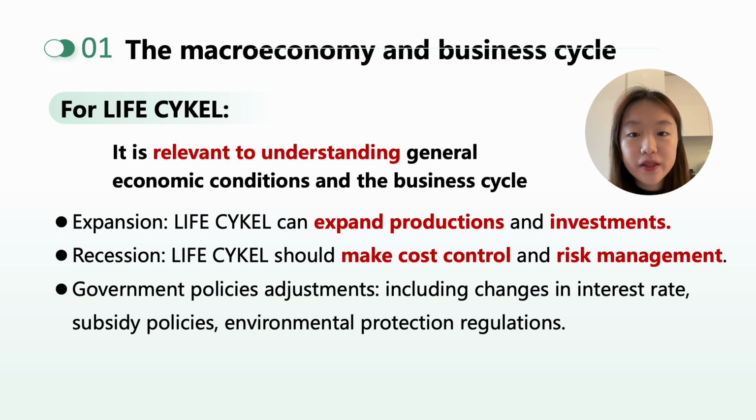For Life Cycle, during the expansion of the economy, consumers are more willing to buy functional food. Life Cycle can take this opportunity to expand production and investments. However, during the recession, consumers may reduce non-essential consumption with falling demand. At the same time, many suppliers will reduce production, resulting in unstable raw material supply or rising costs. In this situation, Life Cycle should attach great importance to cost control and risk management and strengthen the brand image to maintain competitiveness. Also, government policies will have adjustments, including changes in interest rates, subsidy policies, and environmental protection regulations.